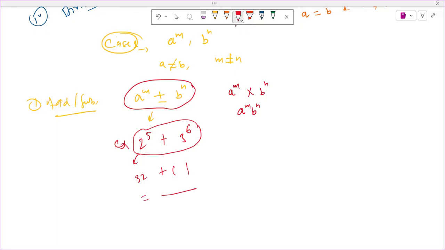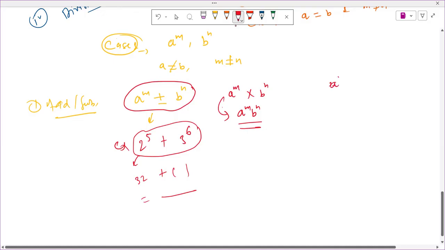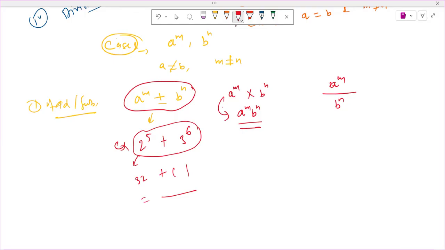It's the same thing. You just omitted this symbol, right? So this would be your final answer. Similarly, if you are dividing a to the power m divided by b to the power n, you can stop over here, or you can write the same thing in a different way: a to the power m into b to the power minus n. So what is this minus n?